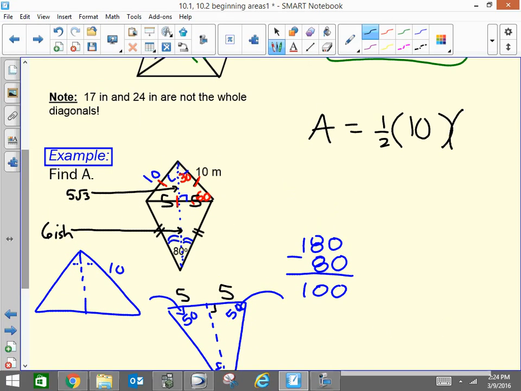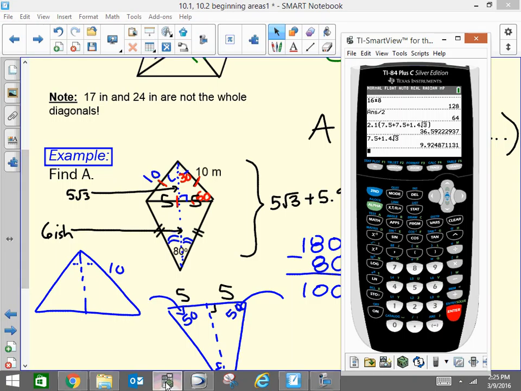Okay, so what's my other diagonal? 5 radical 3 plus 6-ish. So 5 radical 3 plus that 5.95 that's sitting here waiting for us in our calculator. So press the plus sign. 5 radical 3. All right, what is it? Okay, good job. Now the 14 is sitting here waiting for us. Did we leave anybody behind?